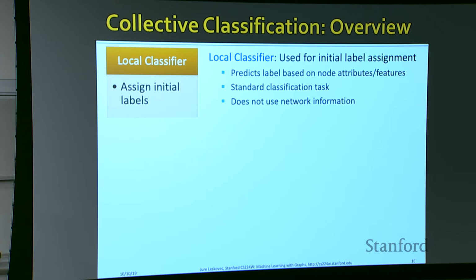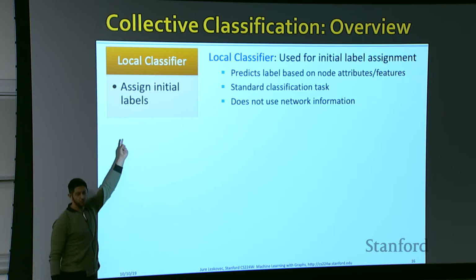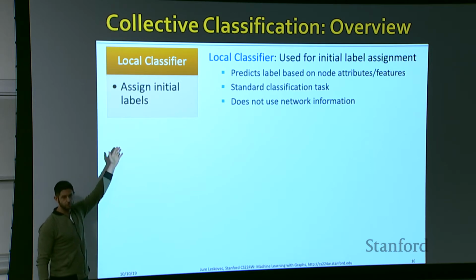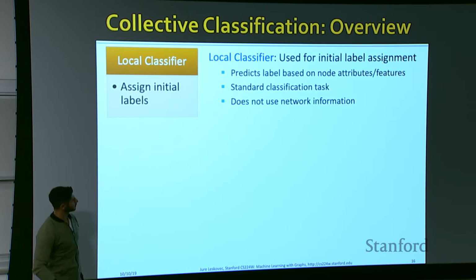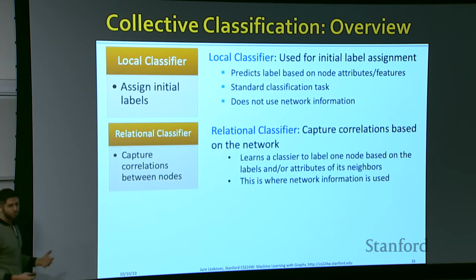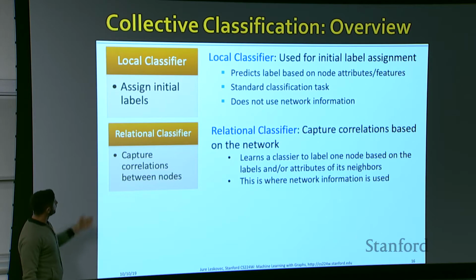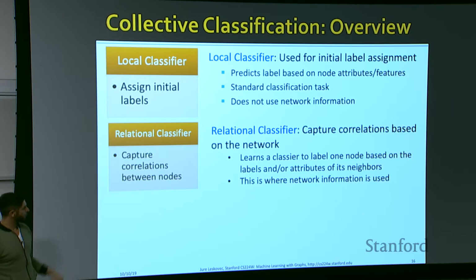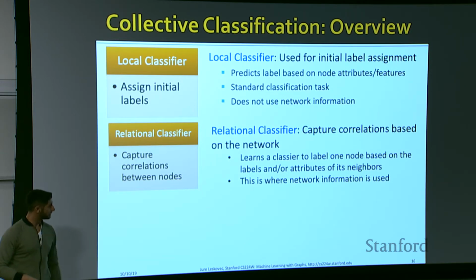So it's basically the question that I was asking you before. If we stop our collective classification here, we are not using any feature from the graph. We're just using the node features, okay? So it does not use any network information. You can train any kind of classifier that you want there, KNN, well, even the simplest one is going to work very well. Then the second step is our relational classifier, and what it does is it learns a classifier to label one node based on the labels and the attributes of its neighbors, and this is where the network information is used. Question?